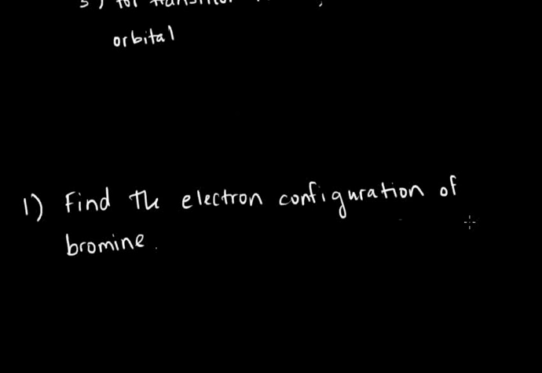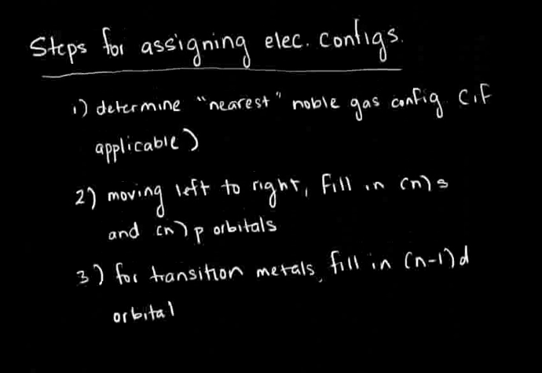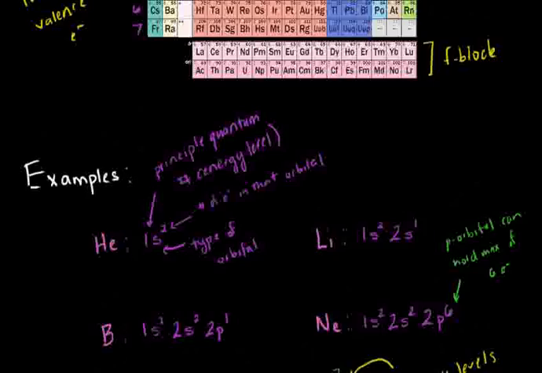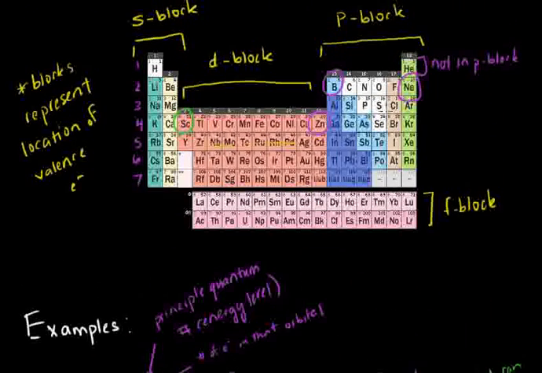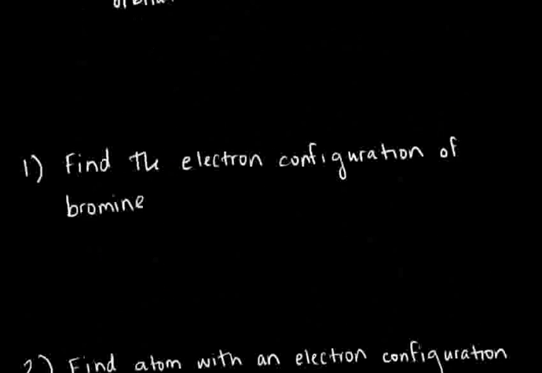Alrighty, welcome back. Let's see how you fared with question 1. If we follow our steps here, the first thing we're going to do to figure out the electron configuration of bromine is figure out the nearest noble gas. If we go up here, locate bromine, that's over here. The biggest noble gas that's smaller than bromine is argon. So our noble gas configuration for bromine is going to be argon.